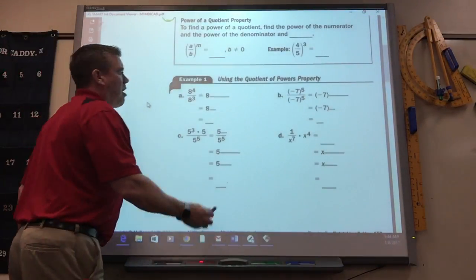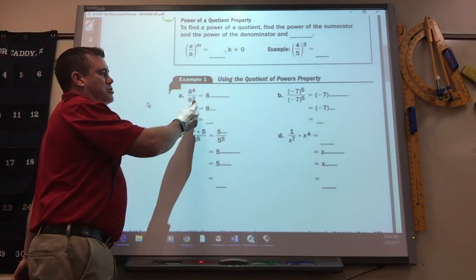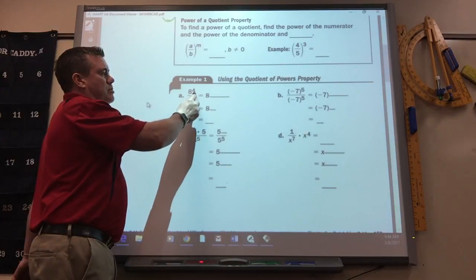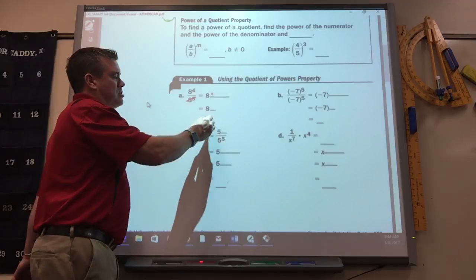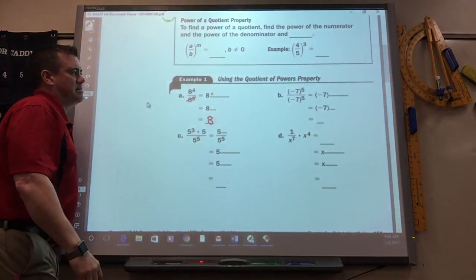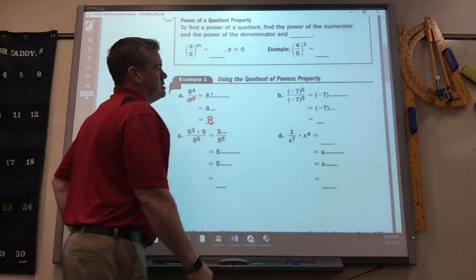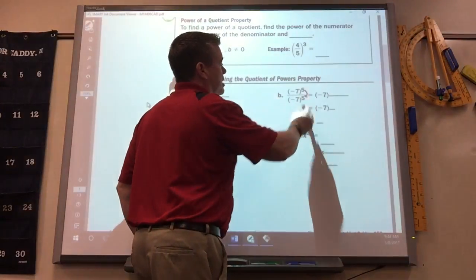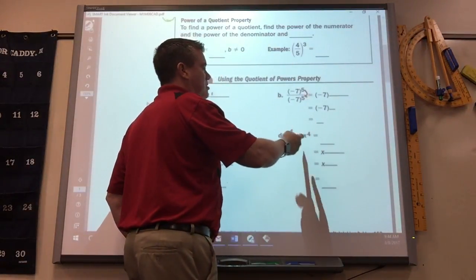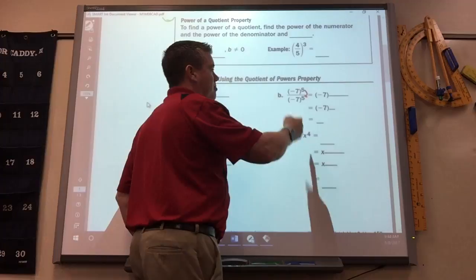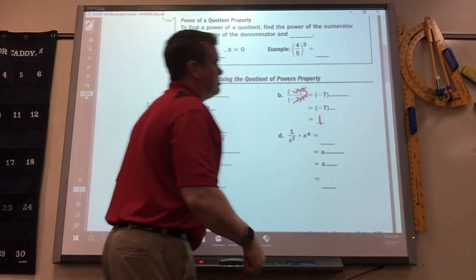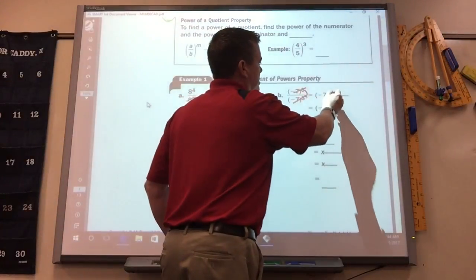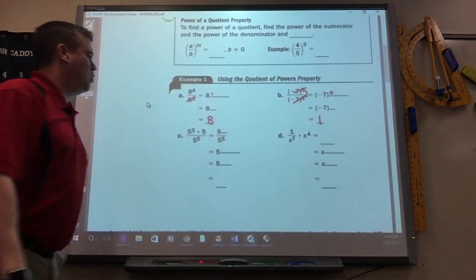Okay, so again, if you go by that, there's 3 on the bottom, so take 3 off the top, and that'll just leave you 1. So it's just 8 to the first, which is just 8. Here's what happens when you subtract. To cancel, you get 0, so it's 1. Anything over itself is always 1. If you did it this way, you'd get 7 to the 0, which is also 1.